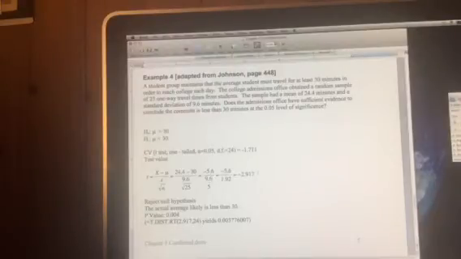Negative 2.917 is to the left of that, down in the tail. It's in the tail. We reject the null hypothesis. Our conclusion is the actual average likely is less than 30.